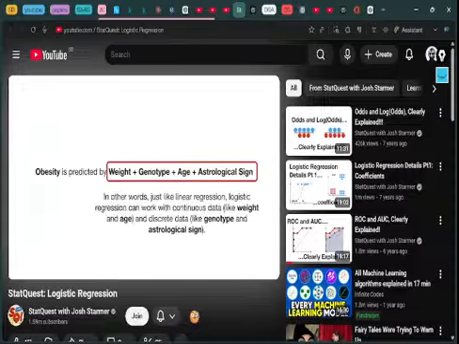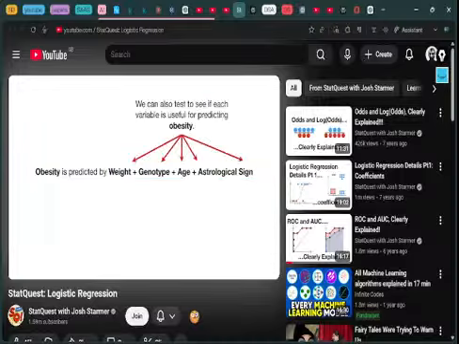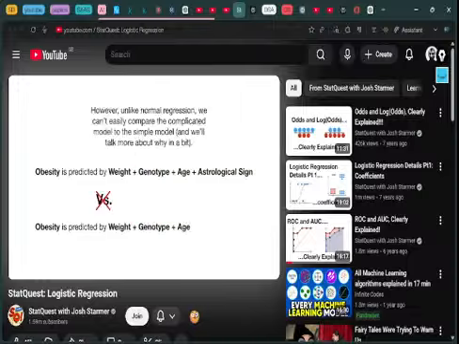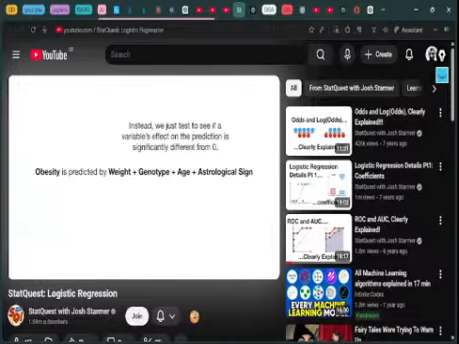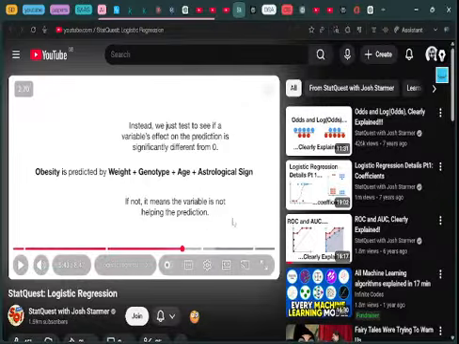In other words, just like linear regression, logistic regression can work with continuous data like weight and age, and discrete data like genotype and astrological sign. We can also test to see if each variable is useful for predicting obesity. However, unlike normal regression, we can't easily compare the complicated model to the simple model, and we'll talk more about why in a bit. Instead, we just test to see if a variable's effect on the prediction is significantly different from 0.